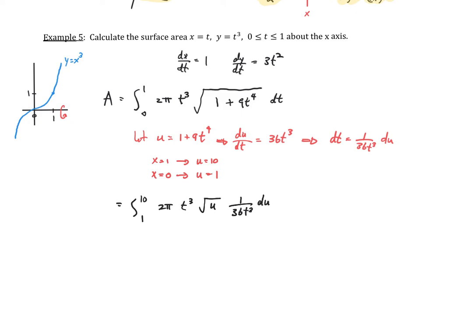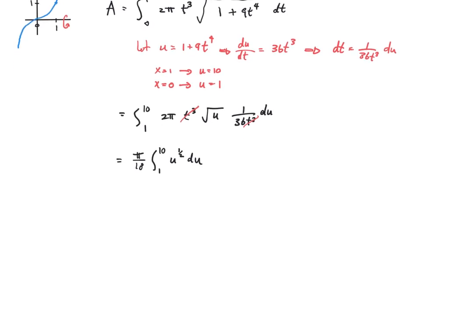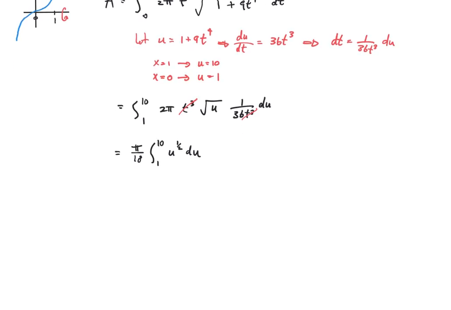So luckily for us, or not luck really, but the t cubed and the t cubed cancel out. So everything is still in terms of u now, which is what we want. When we factor the constants out of the integral, we're going to get 2 pi divided by 36, which is pi over 18, times the integral from 1 to 10 of u to the 1/2 power du. All right, let us finish off this question.